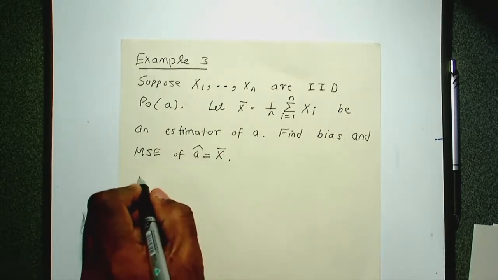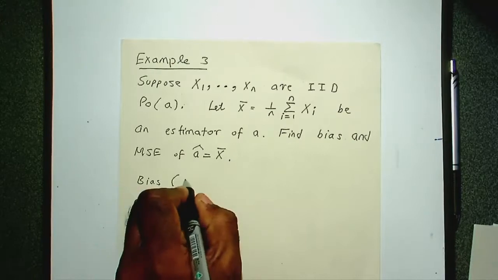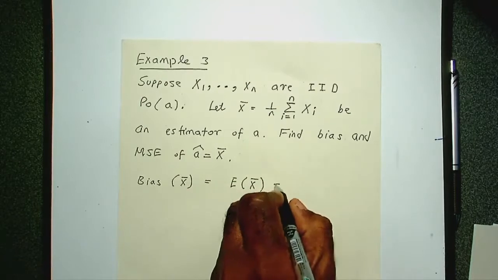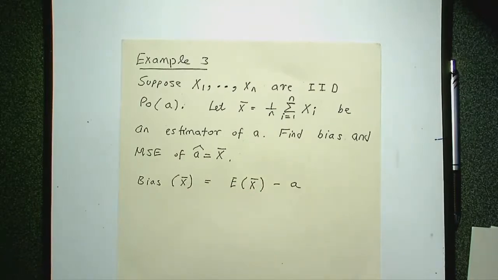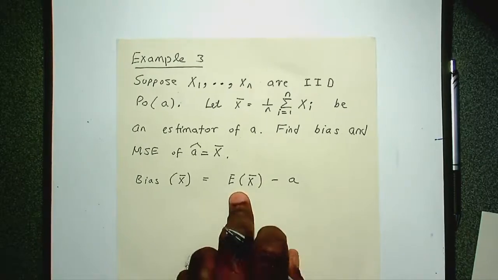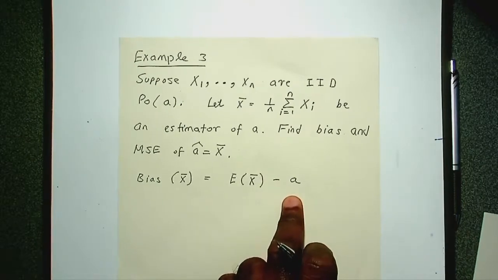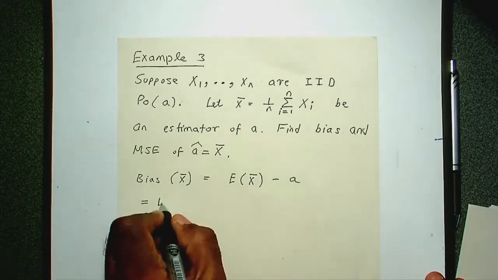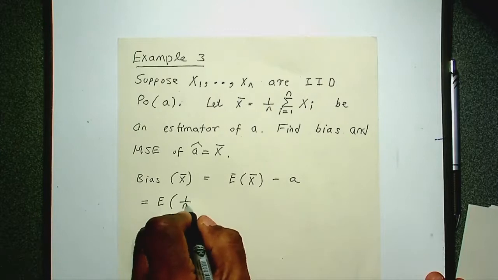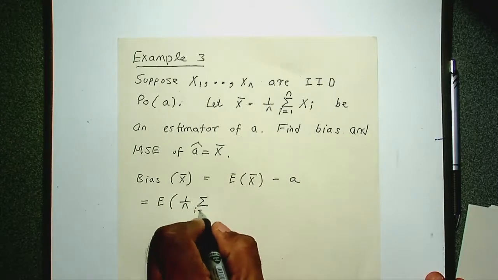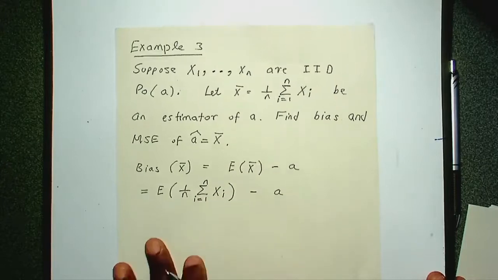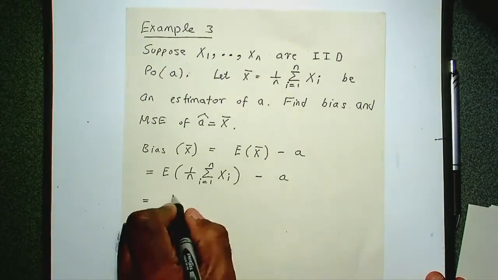All right, so the first thing is to find the bias of x bar. Remember, the definition of bias is the expectation of the estimator minus the parameter that you're trying to estimate. So in this case, the expectation of x bar minus the parameter you're trying to estimate, which is A, right? So this will be the expectation of this, right?